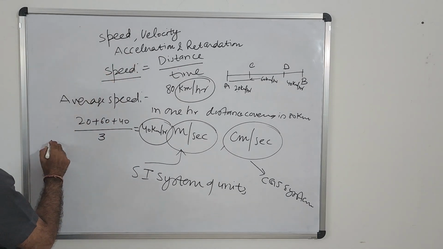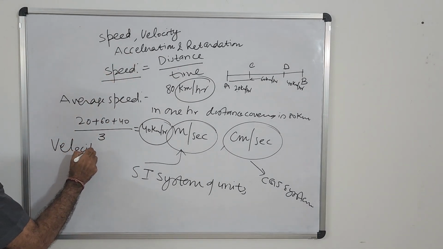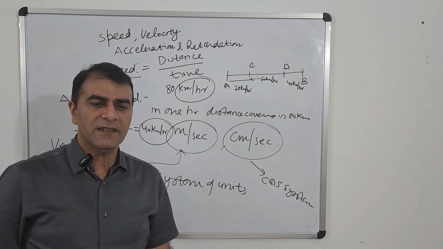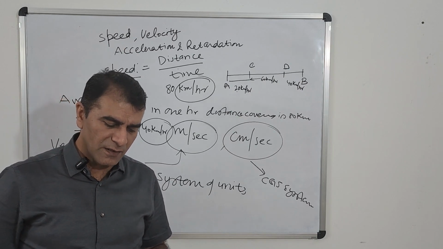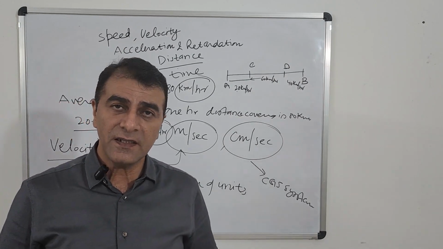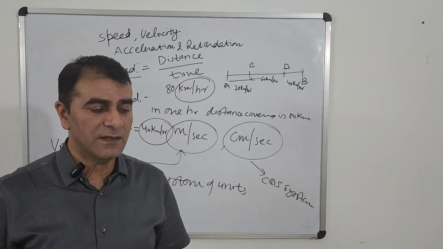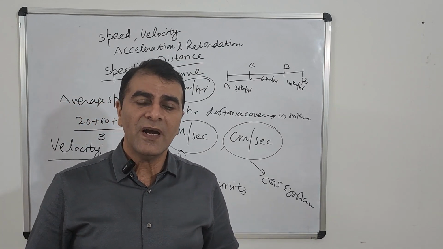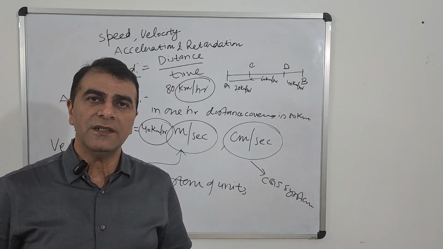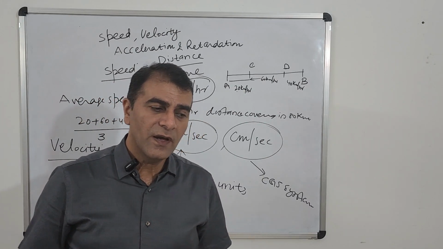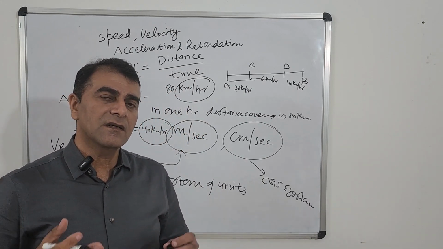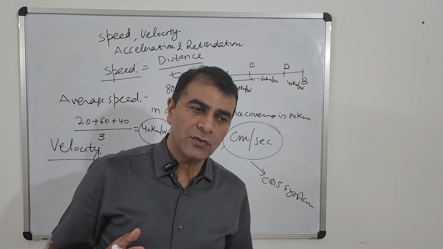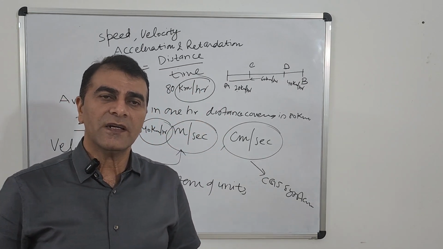Then there is another term, which is known as velocity. What is velocity? In the last lecture I told you that there are two types of physical quantities: one is scalar quantity and the other is vector quantity. Scalar quantities are those which have only magnitude, meaning only magnitude is required to explain them. And vector quantities are those in which both magnitude as well as direction are required to define them.